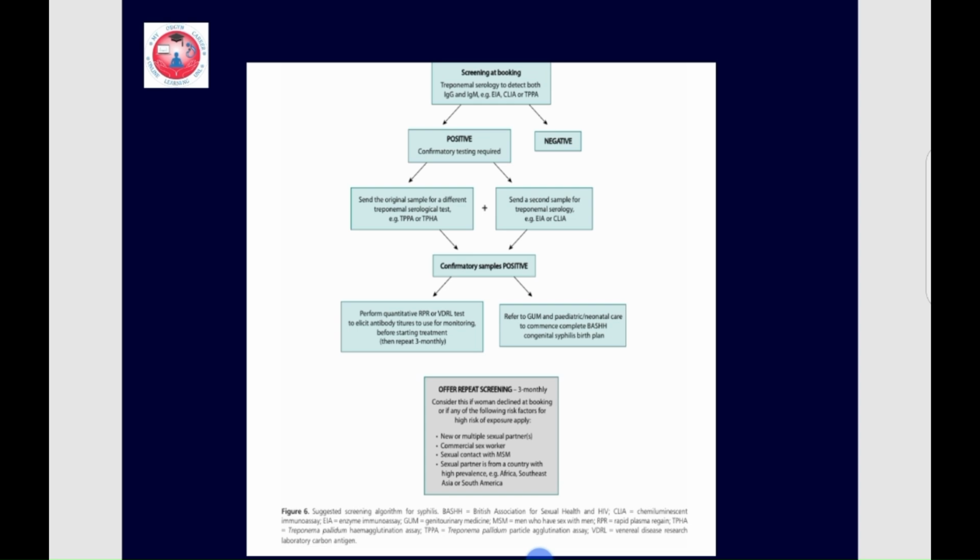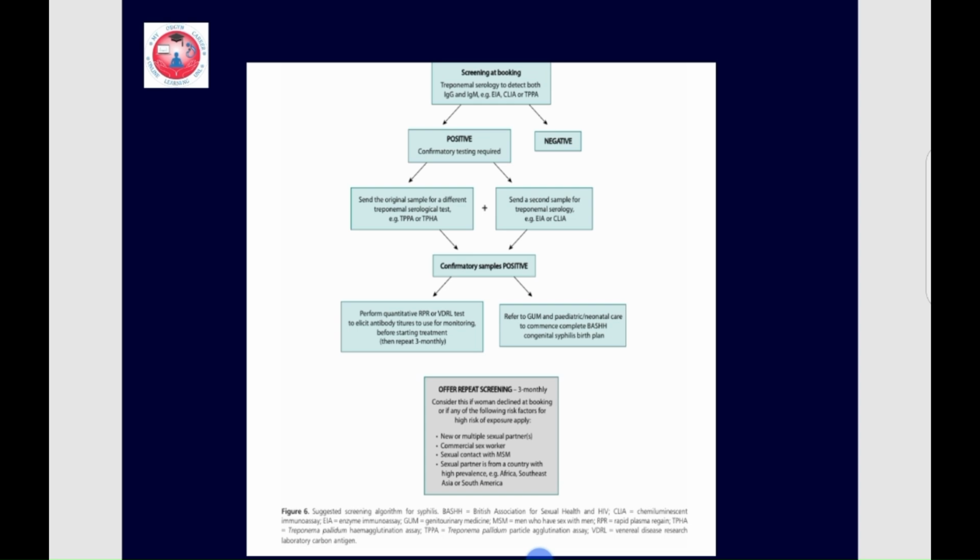And if any of the following risk factors are present for a high risk exposure, such as new or multiple sexual partners, she is a commercial sex worker, or sexual contact with MSM, or the sexual partner is from a country with high prevalence such as Africa, Southeast Asia, or South America. If the patient is from this high risk category, in that case we have to repeat the test 3 monthly. I hope this is clear to you.